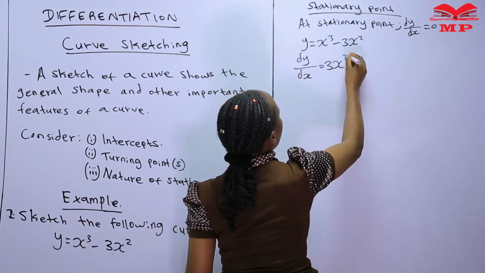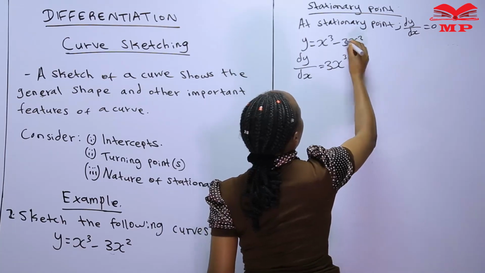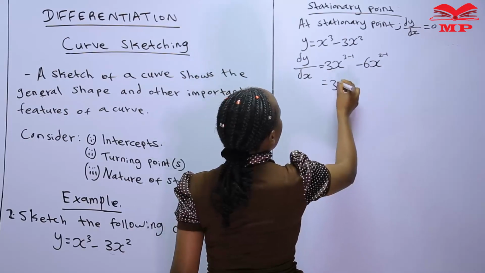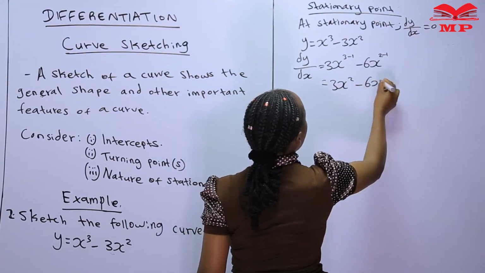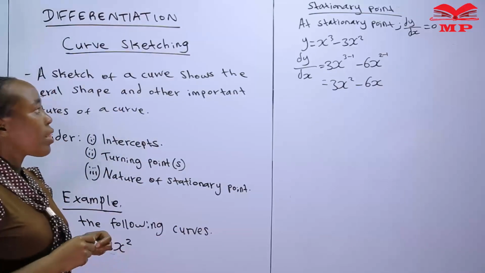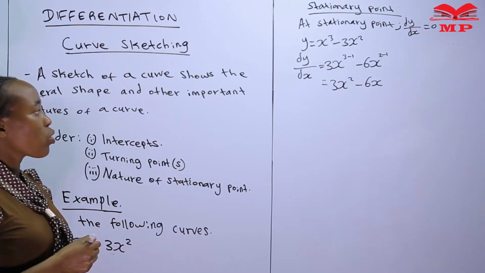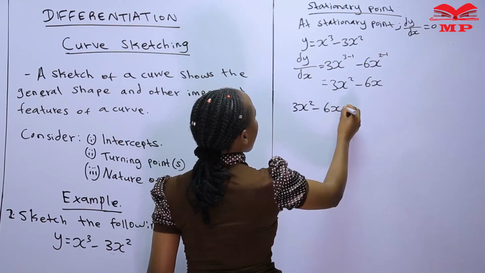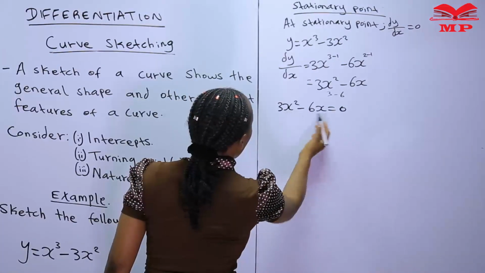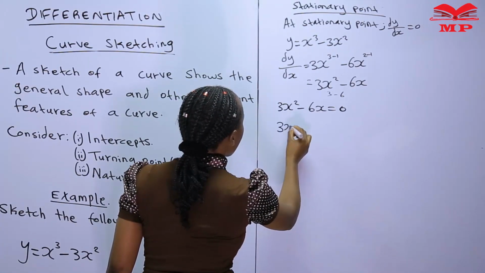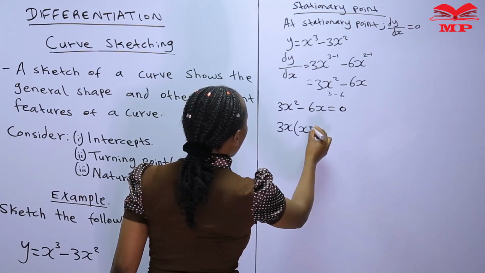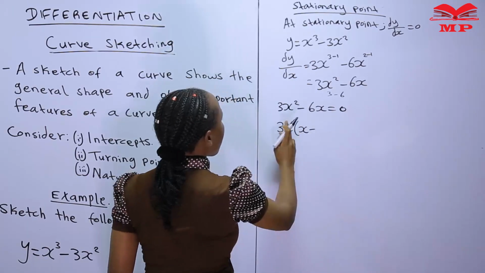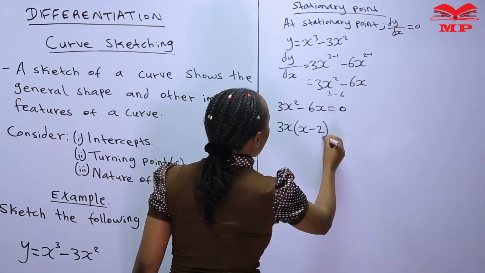We have 3x, 3 minus 1, then minus 2 times 3, that is 6, x 2 minus 1. So we are going to have this as 3x squared minus 6x. And we know that at the stationary point the gradient is 0, so we equate that to 0. So we have 3x squared minus 6x is equal to 0. The common factor here is 3x. So we are going to have x minus 2, because 6x divided by 3x is 2, is equal to 0.